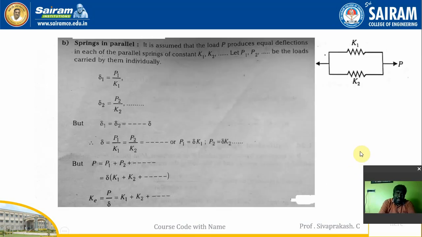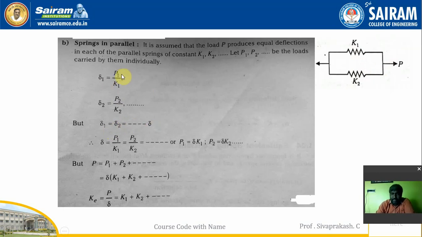Coming to the second type, springs connected in parallel. You can see here the force acting, and both the springs are connected in parallel. In this case, it is assumed that the load P produces equal deflection in each of the parallel springs of constants K1 and K2. When you pull the springs connected in parallel, both springs undergo equal deflection, which equals the overall deflection. That is, delta 1 equals delta 2 equals delta.